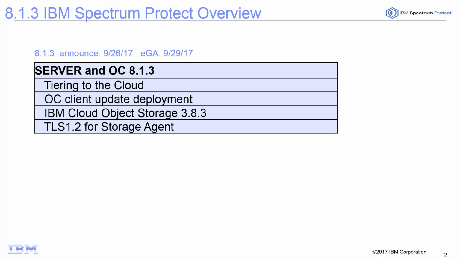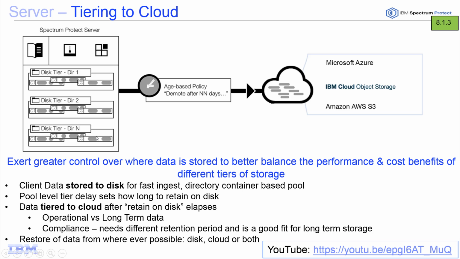8.1.3 was announced on September 26 and GA'd on September 29, 2017. 8.1.3 is only for the Spectrum Protect server and Operations Center, and these are the new features that I'll be going over in this presentation. So let's go ahead and get started.